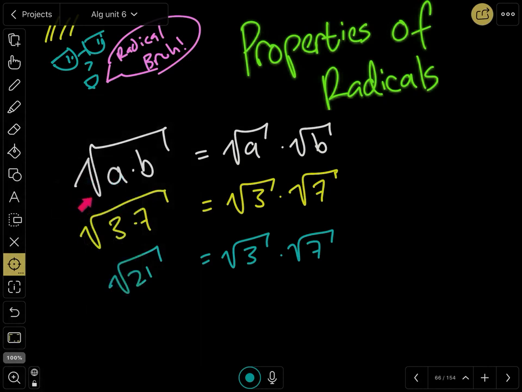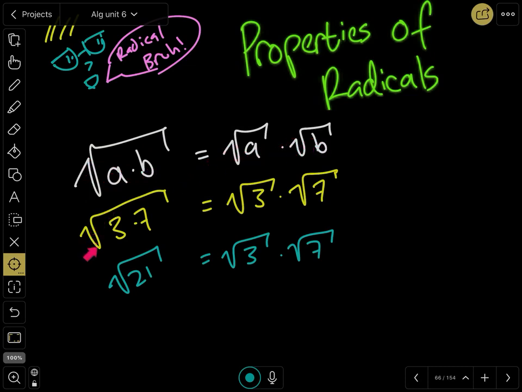So the property of radicals is that whenever you have two numbers, let's just call them a and b, under the square root sign, we can split them up under their respective square roots. So the square root of a times b is equal to the square root of a times the square root of b.